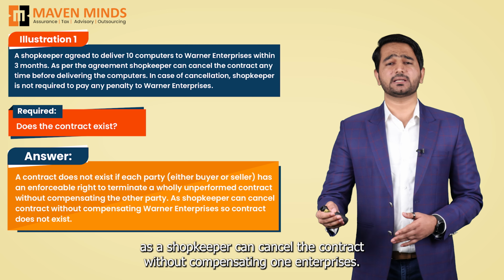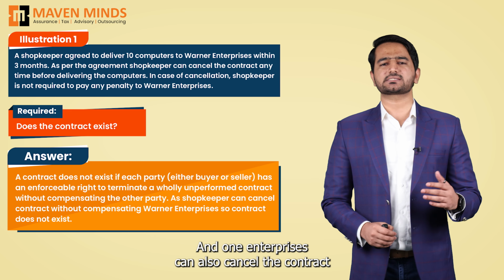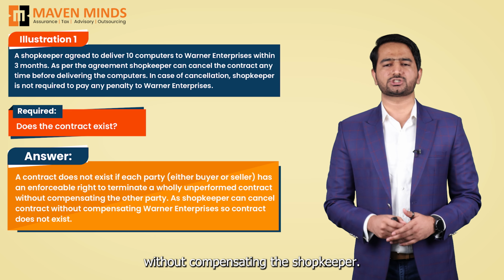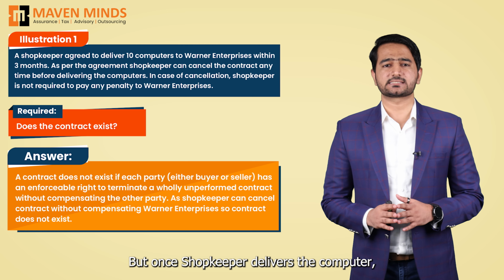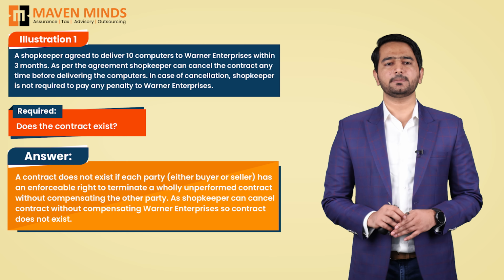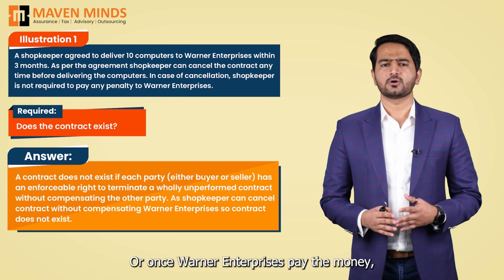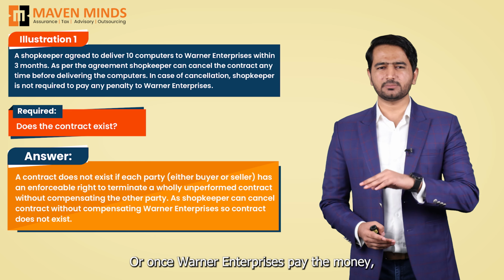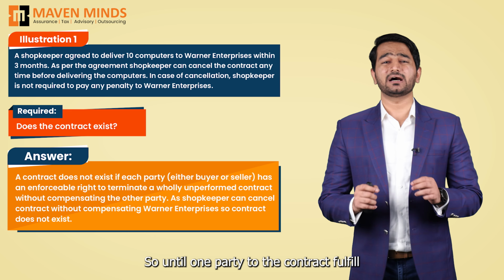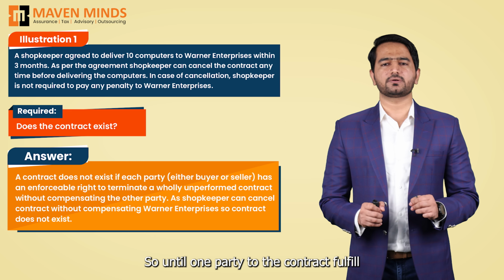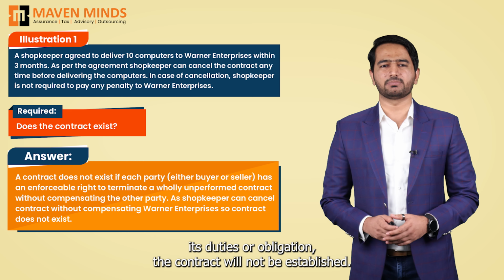The shopkeeper can cancel the contract without compensating Warner Enterprises, and Warner Enterprises can also cancel the contract without compensating the shopkeeper. There is no contract under IFRS 15. But once the shopkeeper delivers the computer, Warner Enterprises will be bound to pay the money, or once Warner Enterprises pays the money, the shopkeeper will be bound to deliver the computer. So until one party to the contract fulfills its duties or obligations, the contract will not be established.